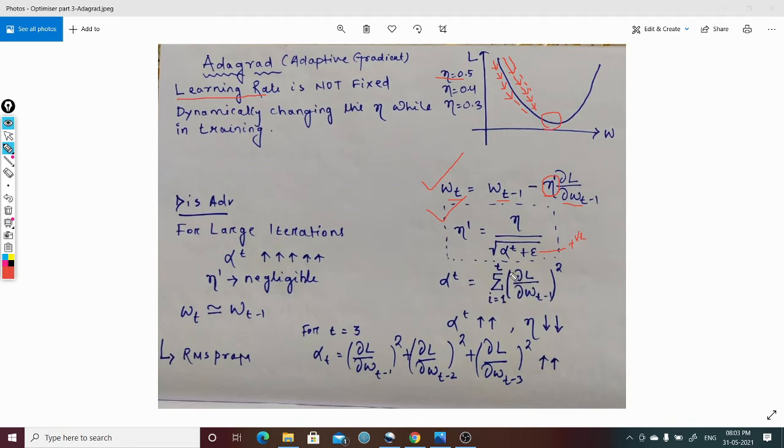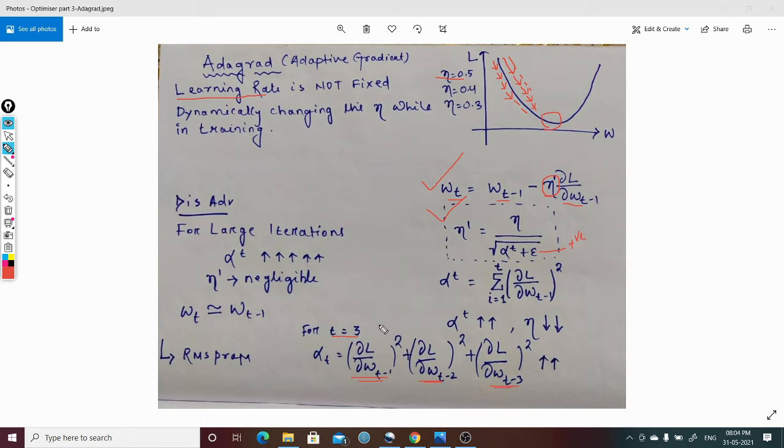So why are we taking this, and how is it going to change or slow down the learning rate while training goes on? Let's see. Suppose I'm taking t for the third iteration. So for three iterations we take the summation of loss derivatives, right? This is the first iteration loss derivative, this is the second iteration loss derivative, this is the third iteration loss derivative, right?